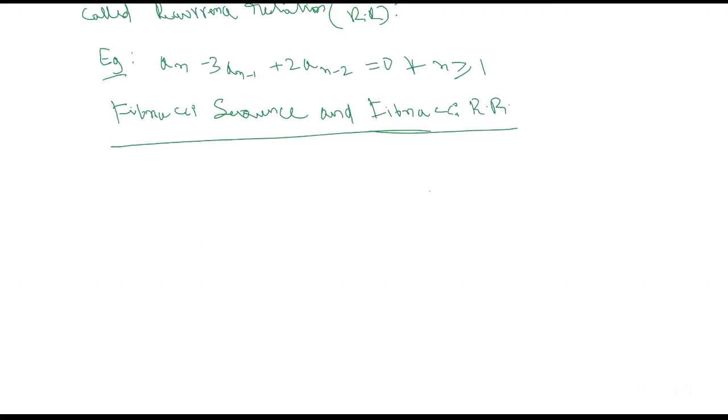Here, a sequence Fn, n equal to 0 to infinity, in which the first two terms are equal to 1, and starting from the third term, every term is the sum of the two immediately preceding terms, is called a Fibonacci sequence. For example, f0 equal to 1 and f1 equal to 1.